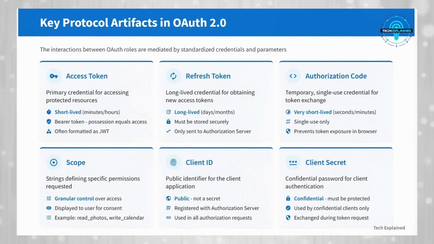These artifacts work together to create a secure, flexible authorization framework that can adapt to various use cases while maintaining security. Think of them as different tools in a toolbox, each with a specific purpose, but all working together to build a secure system. Now let's see how these tools are used in the OAuth 2.0 flow.